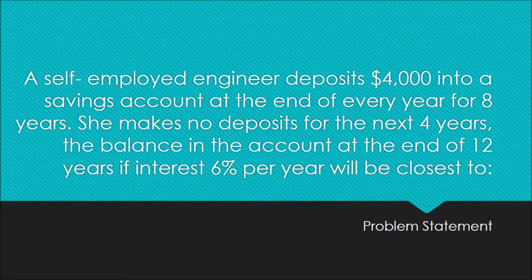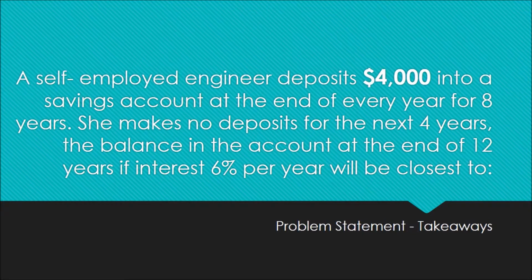A self-employed engineer deposits $4,000 into a savings account at the end of every year for 8 years straight. She makes no deposits for the next 4 years after that, and the balance of the account at the end of 12 years total, if the interest is 6%, will be closest to, and then obviously it's a multiple choice, but let's leave the answers away so that we can solve it without having any prior notions about what's going to happen.